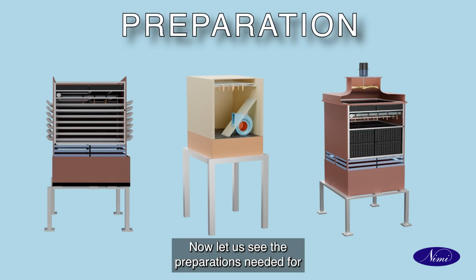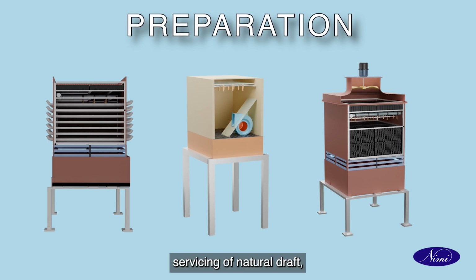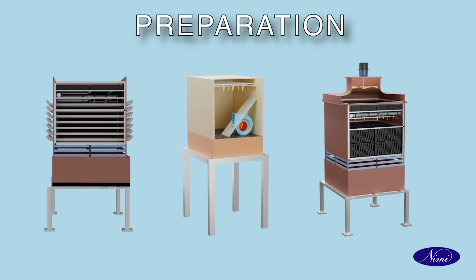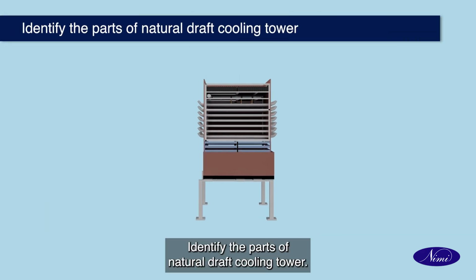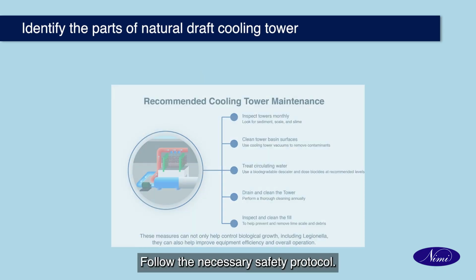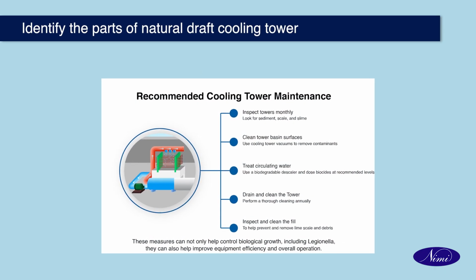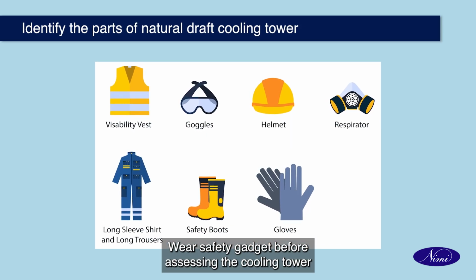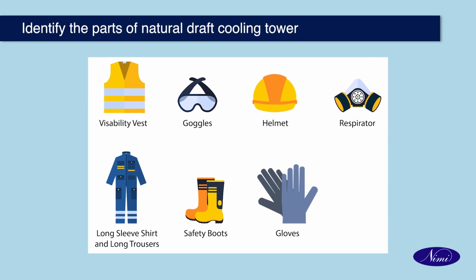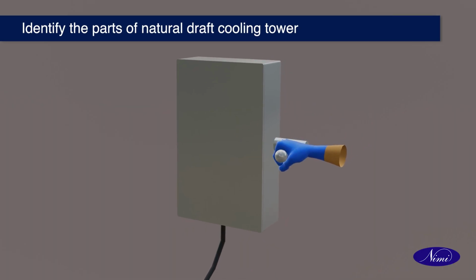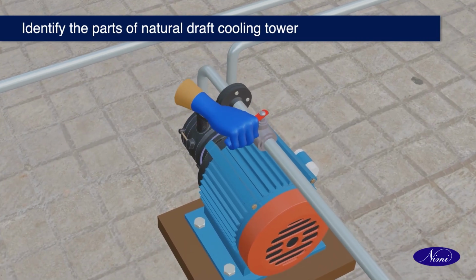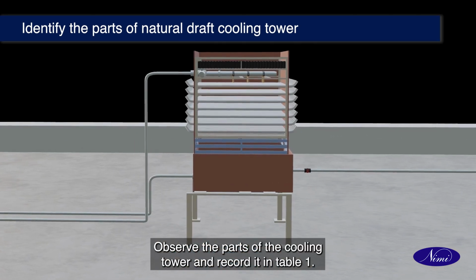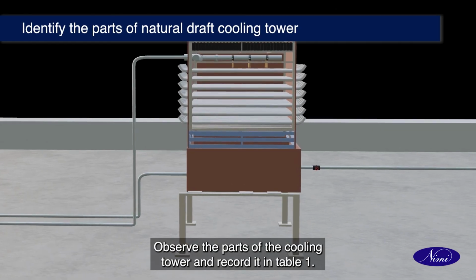Now let us see the preparations needed for servicing of natural draft, forced draft and induced draft cooling tower. Identify the parts of natural draft cooling tower. Follow the necessary safety protocol. Wear safety gadget before assessing the cooling tower. Stop the plant. Close water line valves. Observe the parts in the water circulation system. Observe the parts of the cooling tower and record it in Table 1.